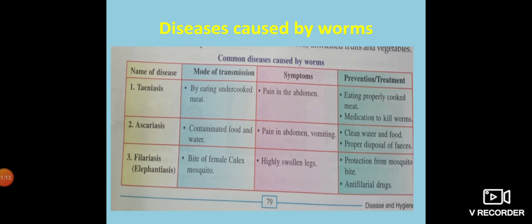Common diseases caused by protozoa are amoebiasis and malaria. So study the table. And common diseases caused by worms are Teniasis, Ascariasis and Filariasis. So that much for today. Dear students, study this table thoroughly.